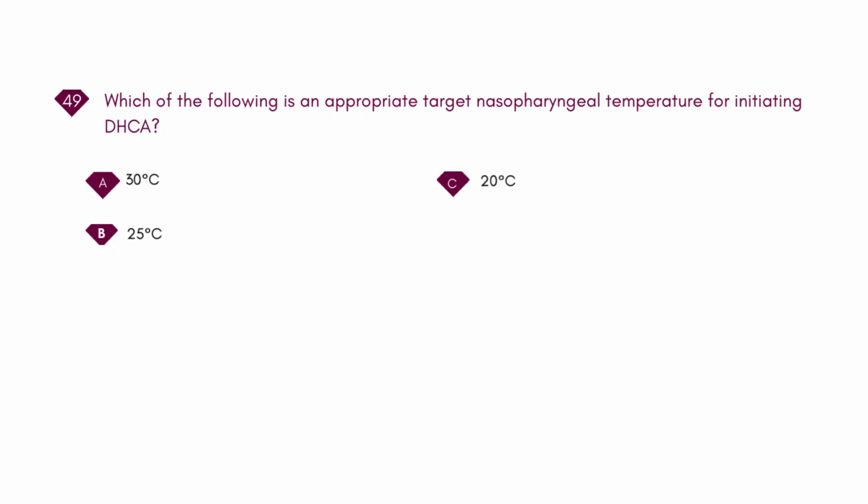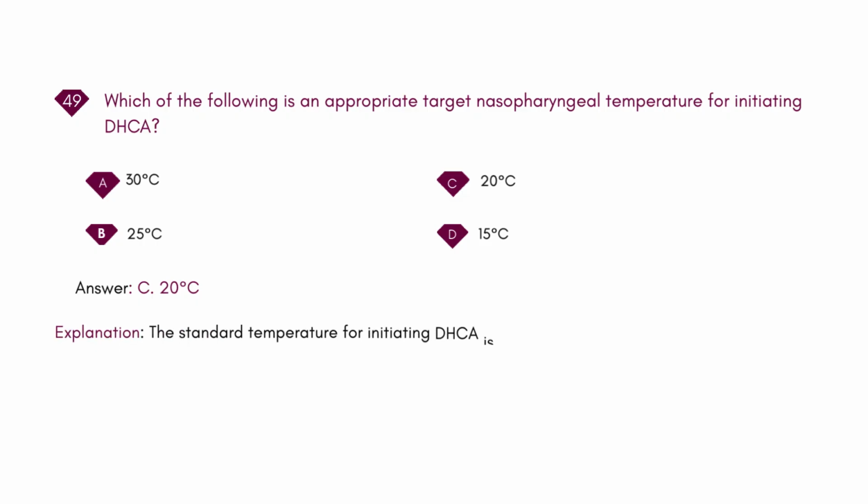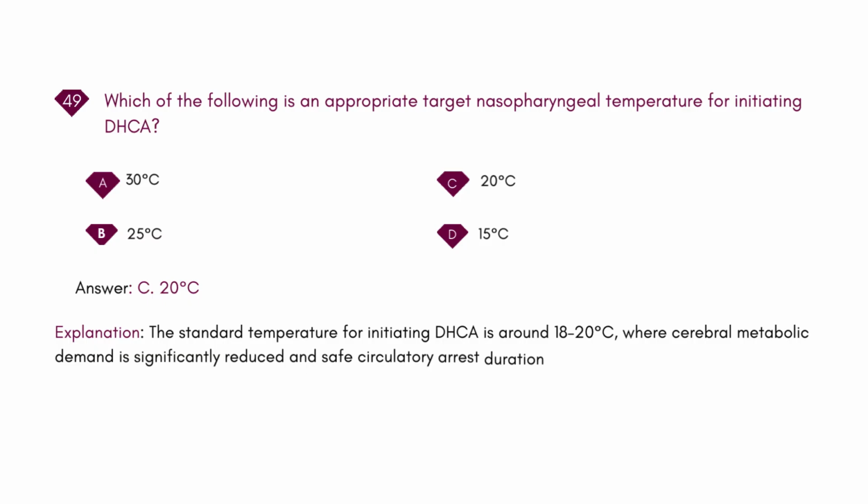Which of the following is an appropriate target nasopharyngeal temperature for initiating DHCA? A. 30 degrees Celsius. B. 25 degrees Celsius. C. 20 degrees Celsius. D. 15 degrees Celsius. Answer: C. 20 degrees Celsius. Explanation: the standard temperature for initiating DHCA is around 18 to 20 degrees Celsius, where cerebral metabolic demand is significantly reduced and safe circulatory arrest duration is maximized.